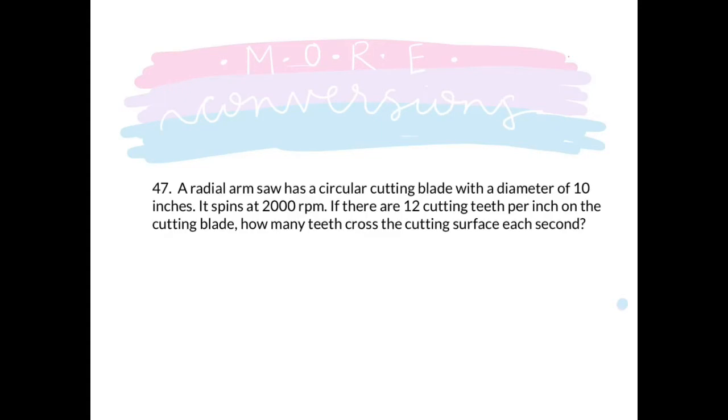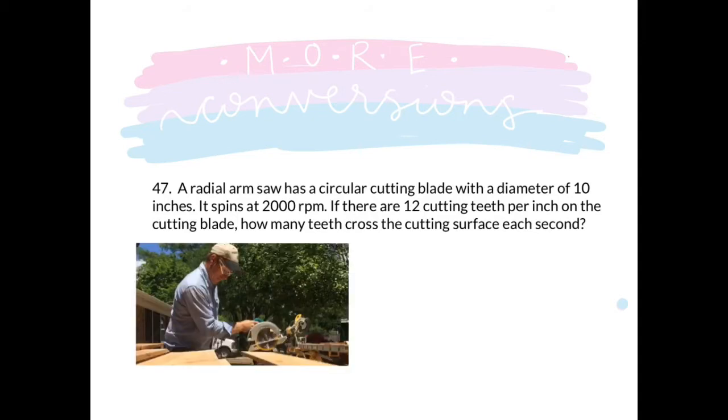The one that you've already seen is when we went from rotations per minute and we wanted to go to miles per hour. This time I'm going to change up the problem on you a little bit, and it's going to be a construction problem. In particular, we're going to talk about circular saws. So this circular saw is going to have a blade with a diameter of 10 inches and spin at a rate of 2,000 rotations per minute. We're going to have 12 cutting teeth per inch on the cutting blade. So I want to know how many times do the teeth cross that surface each second.